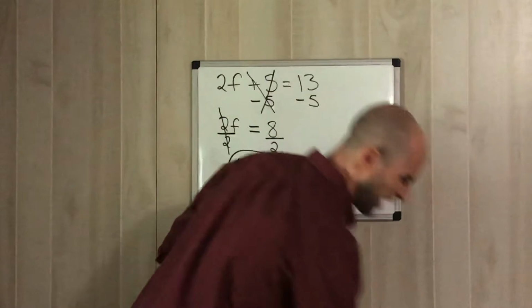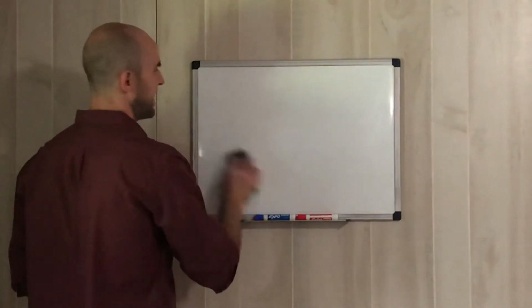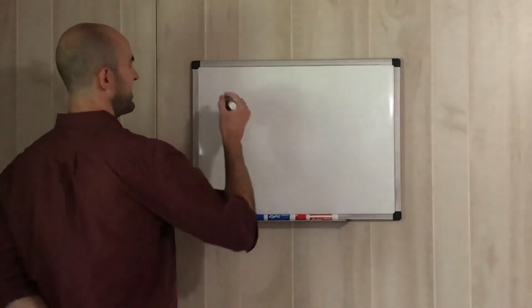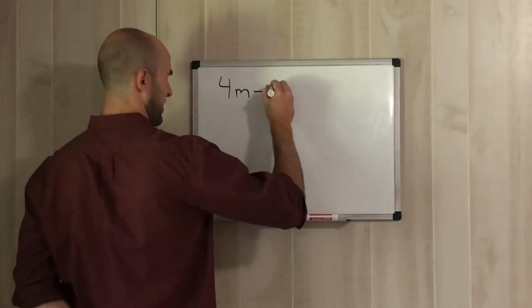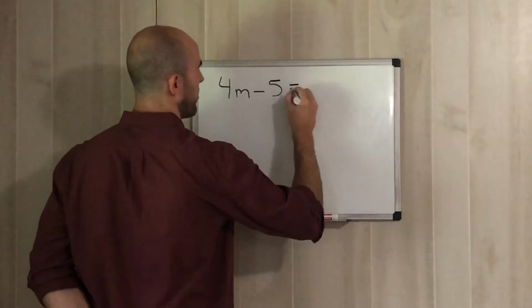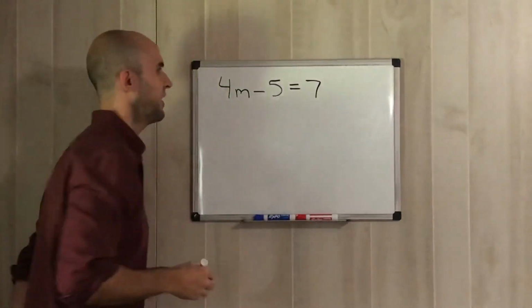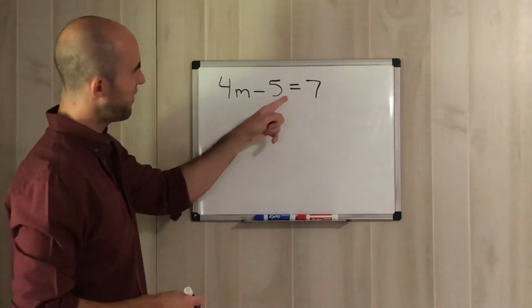Try another one. Again, we'll do 3 more examples just to make sure that you guys are comfortable with seeing the majority of the types of solving equations. This is going to be basically the same thing. I just want to make sure that you guys feel comfortable with different signs. So we have 4m - 5 is going to be equal to, let's do 7. You have 4m - 5 = 7.